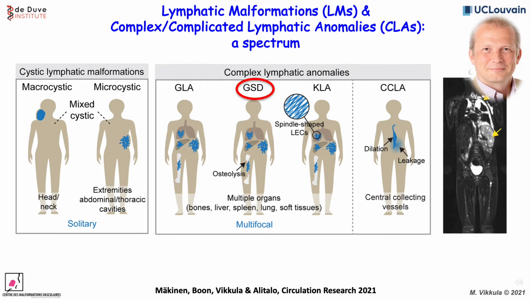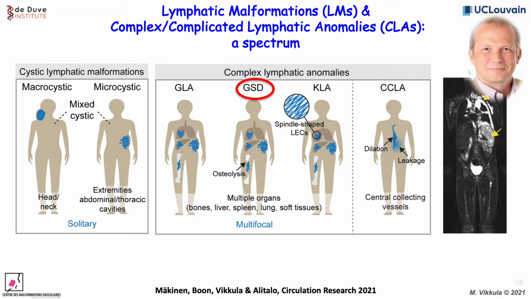Lymphatic anomalies actually are a spectrum of lesions and diseases, varying from the cystic lymphatic malformations to complex or complicated lymphatic anomalies, those that we are discussing in this session. Gorham-Stout disease is one of the CLAs, and the diagnosis in between these entities is not always easy. Also, the CCLAs may be part of the GLA-GSD-KLA spectrum.